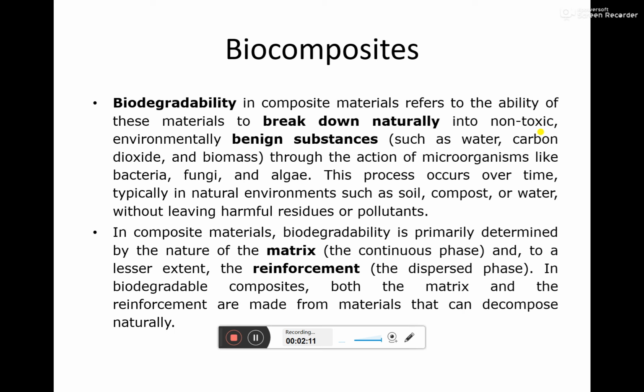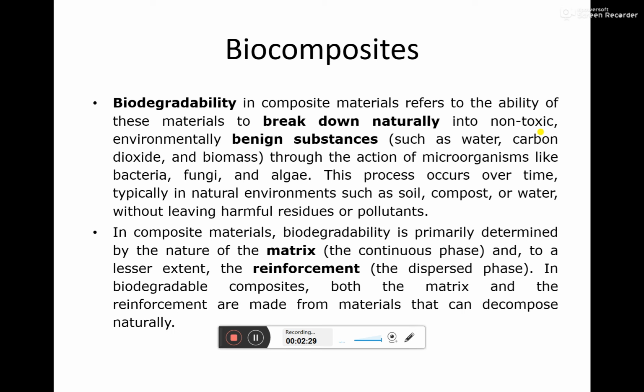In composite materials, biodegradability is primarily determined by the nature of the matrix, and to a lesser extent the reinforcement, mostly in biocomposite materials.